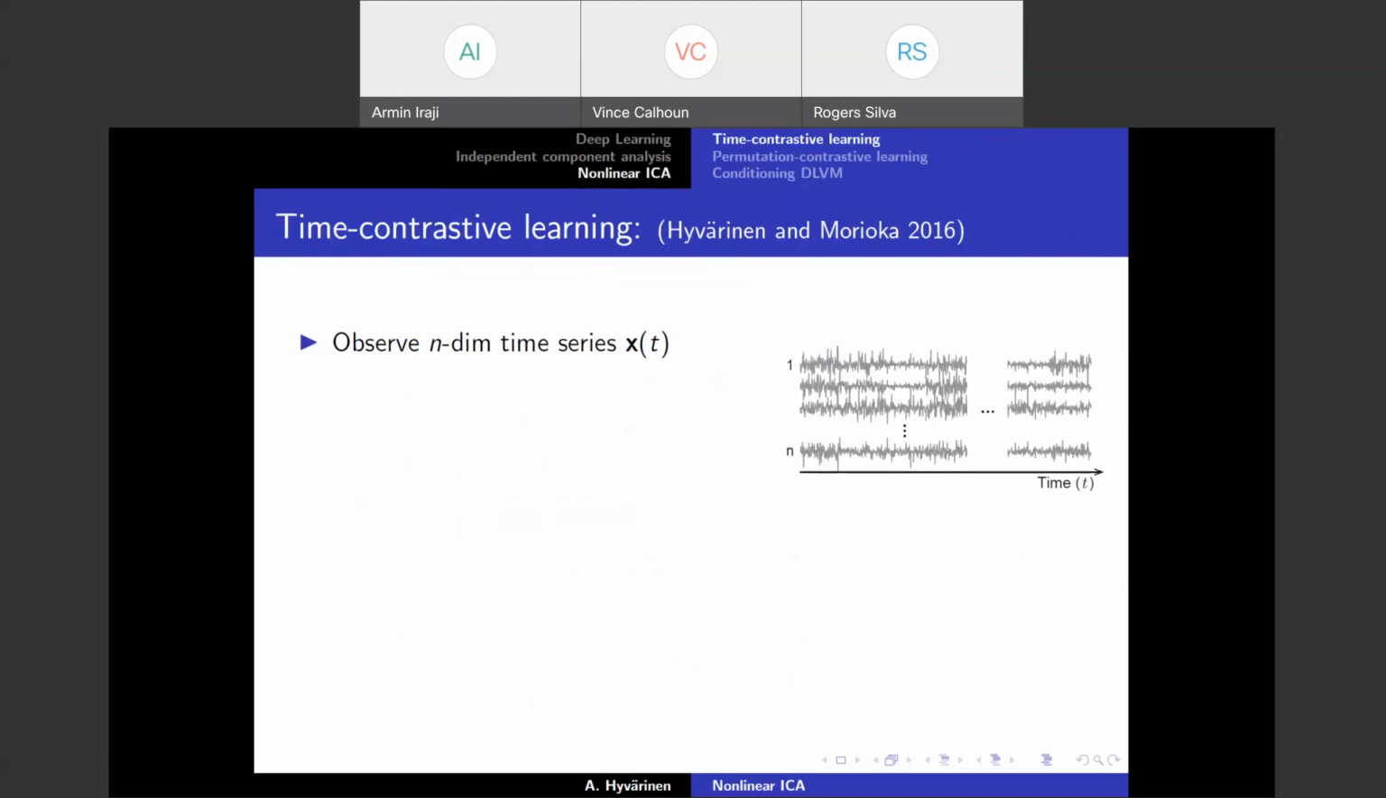But what I'm going to talk about here is two different kinds of self-supervised learning, mainly time contrastive learning and permutation contrastive learning, as you can see in the subtitles. So first, time contrastive learning. This was our very first method and very first result on nonlinear ICA, really. The starting point is we observe an n-dimensional time series X. So we do have some kind of temporal structure.